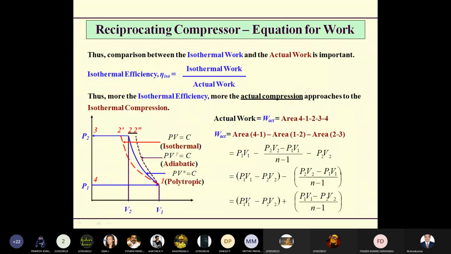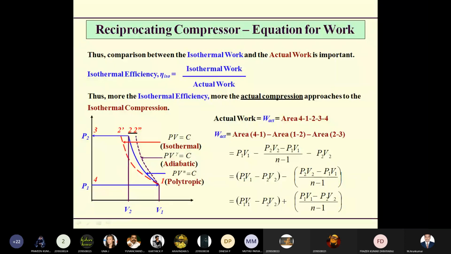So this comparison between the isothermal work and actual work is important in reciprocating compression. We have the isothermal efficiency equation: isothermal efficiency is equal to isothermal work divided by actual work. So the higher the isothermal efficiency, the more the actual compression approaches isothermal compression. We have the actual work as the area of 4 1 2 3 4, that is our actual polytropic process.